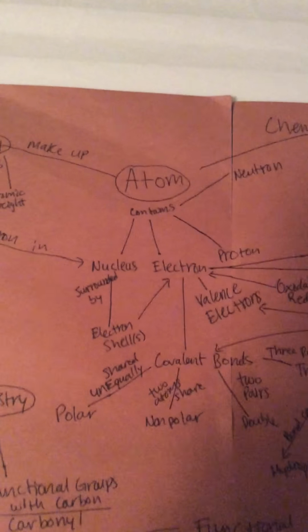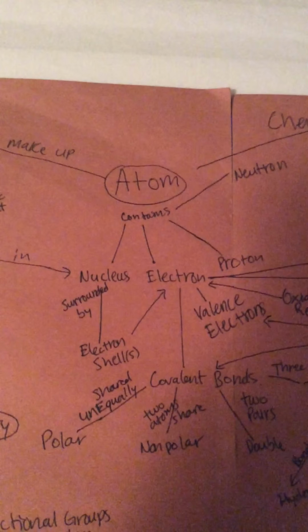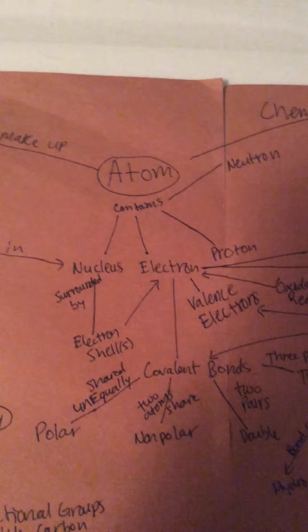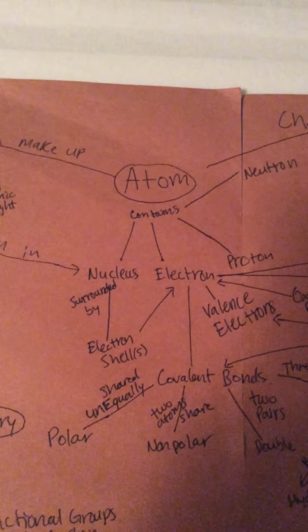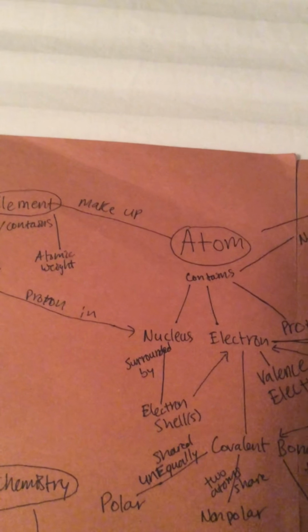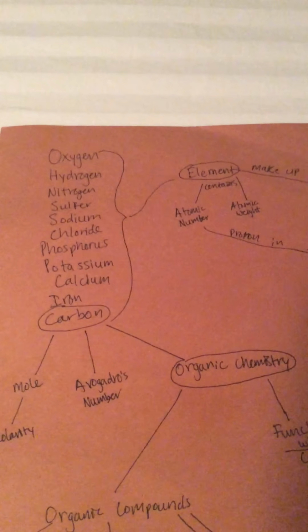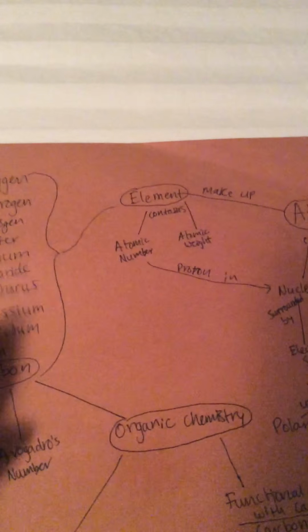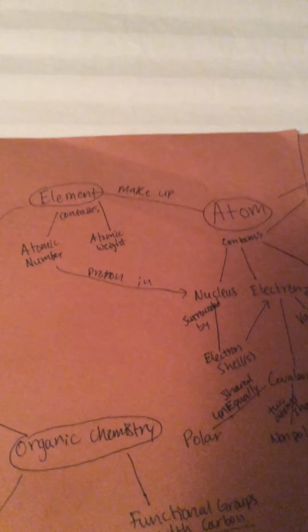I'll begin with the atom, the most basic unit of chemistry. The atom contains a nucleus, electrons, protons, and neutrons. From the atom, I branched out to the elements. And right here I have the elements that were provided in the instructions. I have them right here, but we will get back to this in a second.